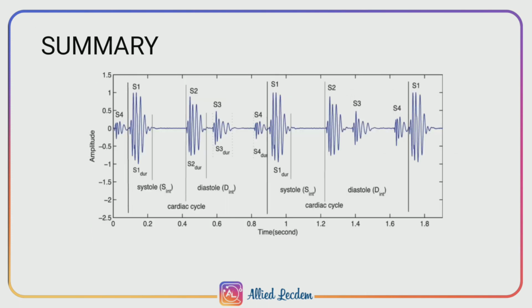Summary. S1 and S2 are normal heart sounds, where S1 is heard in early systole and S2 is heard in late systole. S3 and S4 are extra heart sounds, where S3 can be normal and may also be pathologic, but S4 is always pathologic. S3 happens in the rapid filling stage and S4 happens in the atrial kick stage.